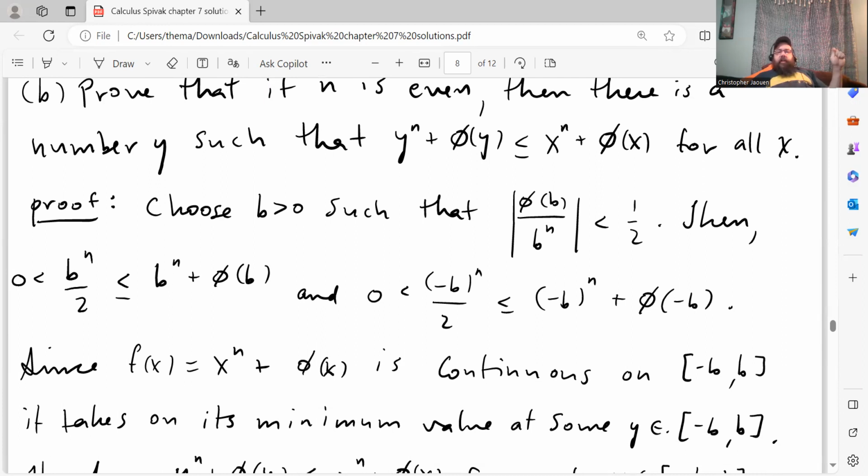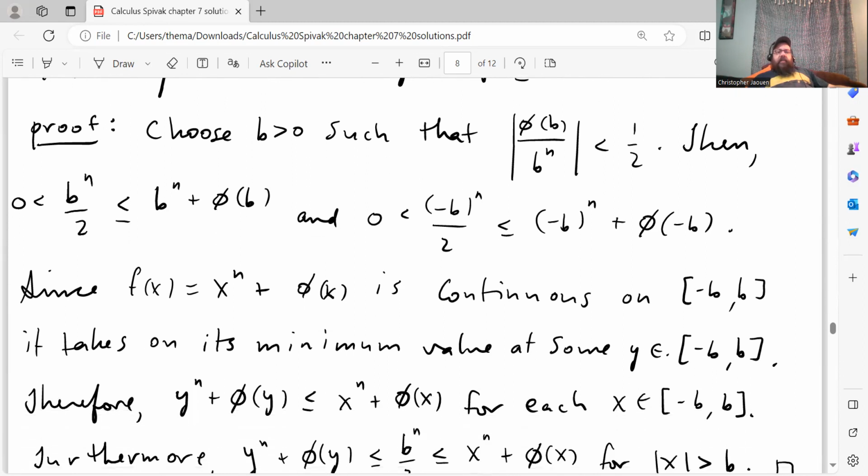Choose b greater than 0 such that the absolute value of phi of b over b to the n is less than 1/2. Basically the same thing I did up above in part A. Then 0 is less than b to the n over 2, less than or equal to b to the n plus phi of b, and 0 is less than negative b to the n over 2, less than or equal to negative b to the n plus phi of negative b. That's because n is an even power, right?